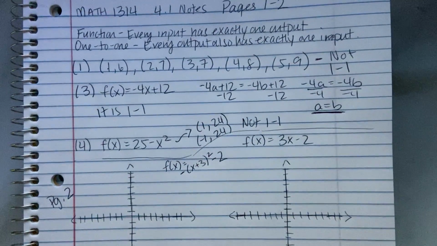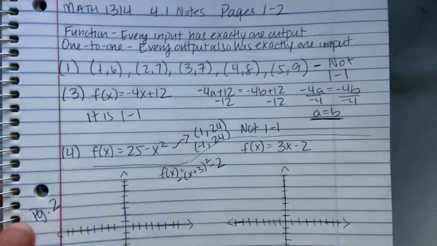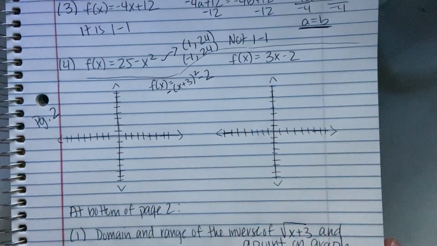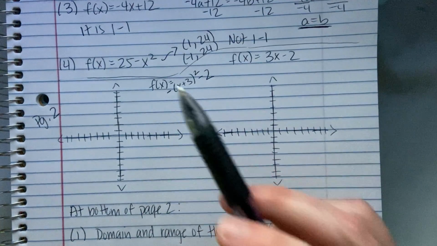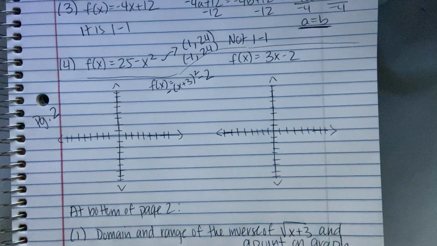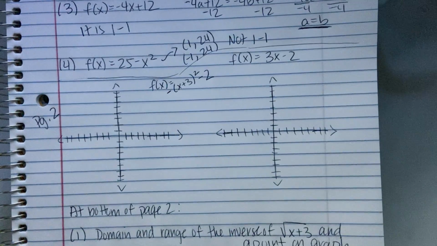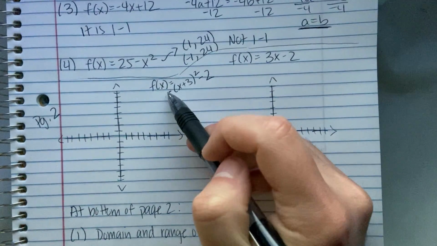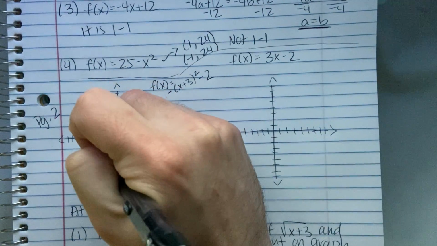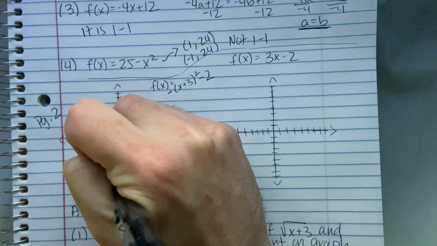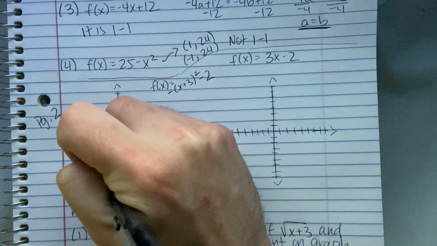Now, that's algebraically. Sometimes people will find it easier to show something is or isn't one-to-one graphically. So on page 2, you have f of x equals negative (x plus 3) squared minus 2. If you remember your transformations for parabolas, this is a downward facing parabola that's moved left 3 and down 2. So it looks something like this.